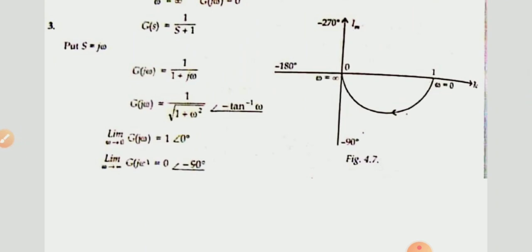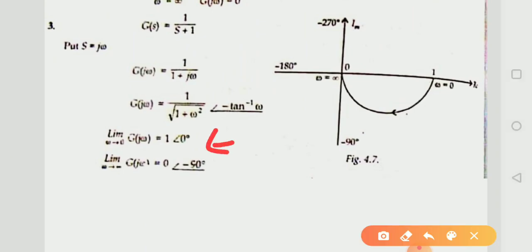We can say here, at 0 degree, the magnitude is 1. At 0 degree means 0 degree is here and the magnitude is 1. So we take from here to here, the magnitude is 1. And at minus 90 degree, this is minus 90 degree, and here the magnitude is 0. And if we see, this is a type 0 system.